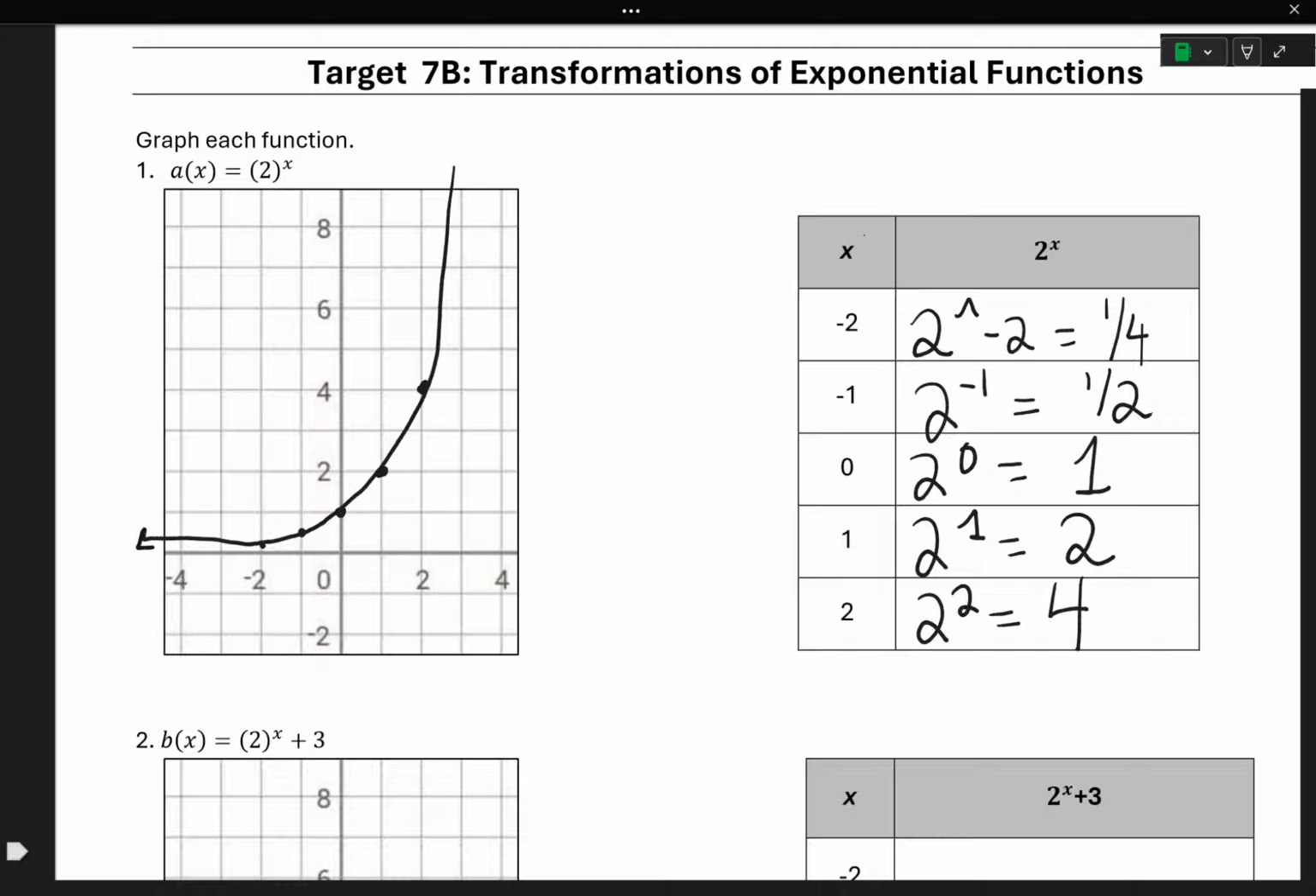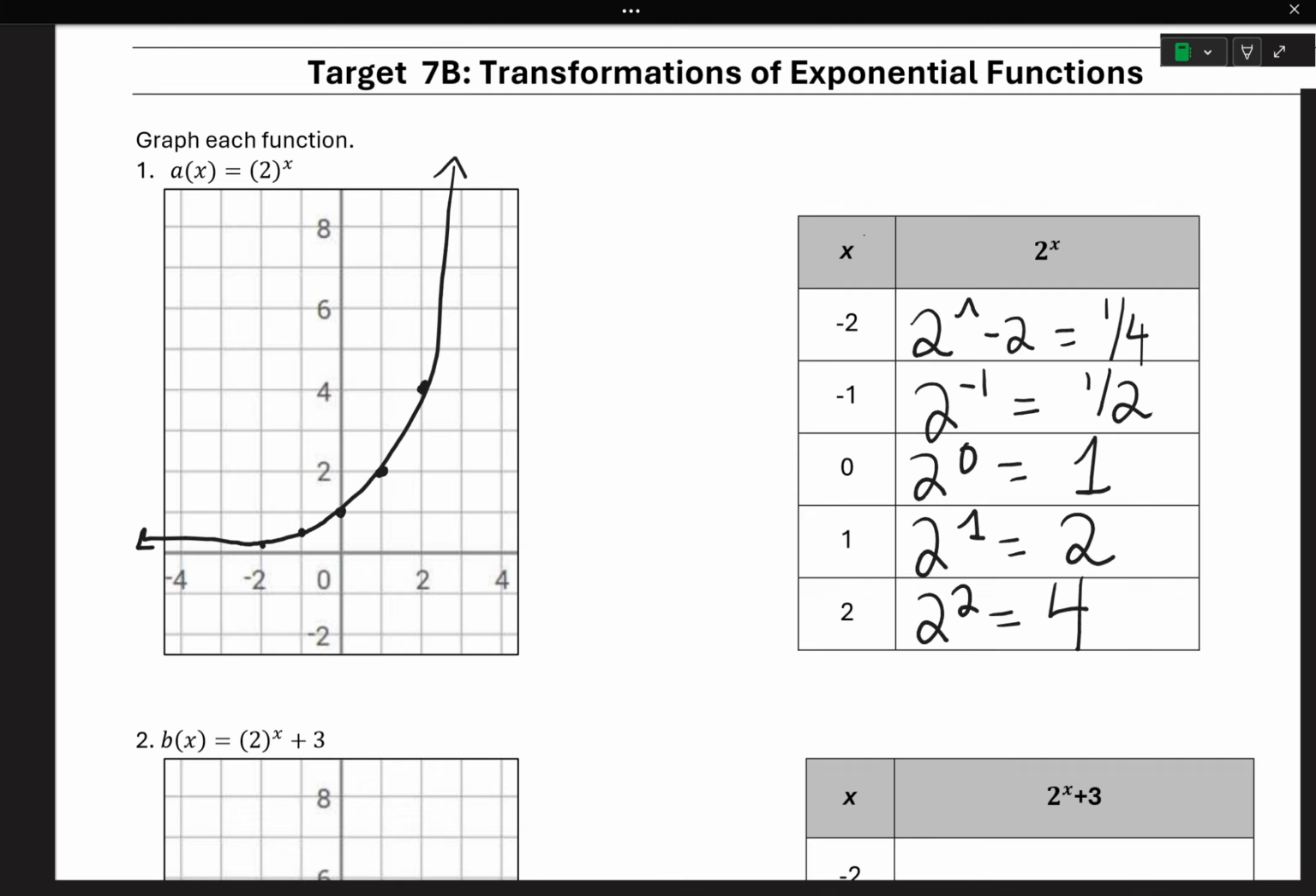Now, if we continued entering smaller numbers like -3, -4, etc., so going more left on our little graph, we would just get progressively smaller fractions. We would never, ever get 0. We would just get smaller and smaller. The reason we could never get 0 is because there is absolutely nothing that we could plug in to 2 to the power of x to get an answer of 0. This is where our asymptote comes in.